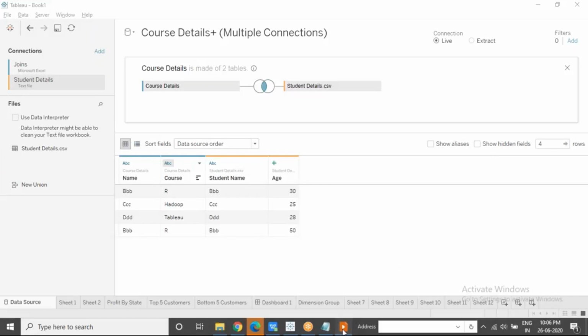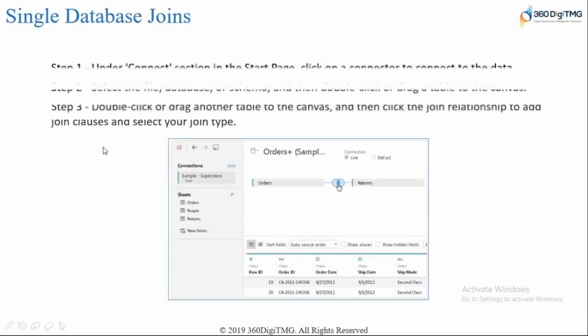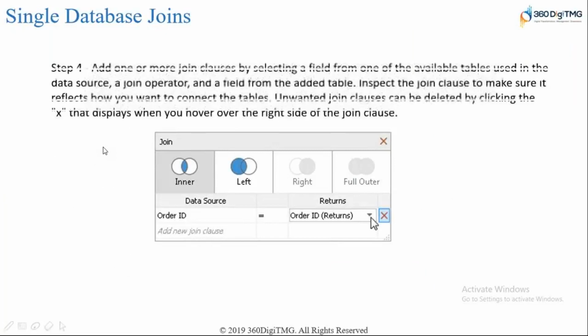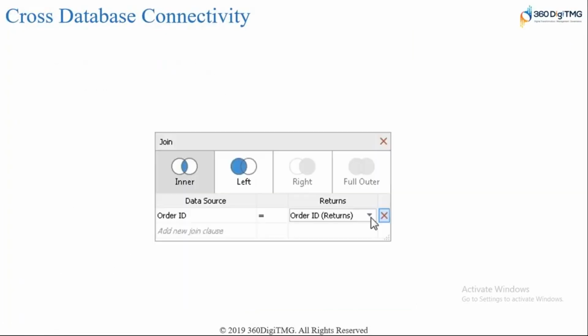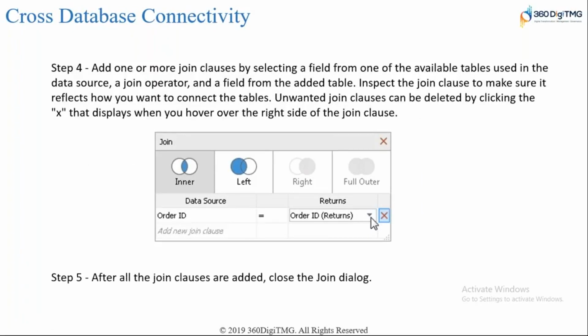So we have covered simple single database joins, and we have covered multiple database joins, which is also called as cross database connectivity or cross database join. Here we will stop our discussion for today. After the weekend when we meet, we will continue.